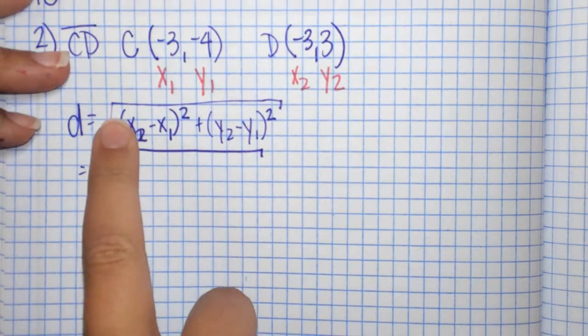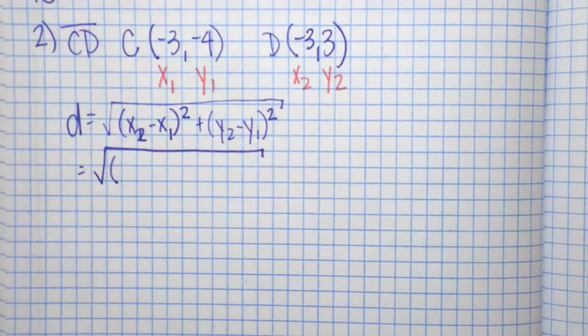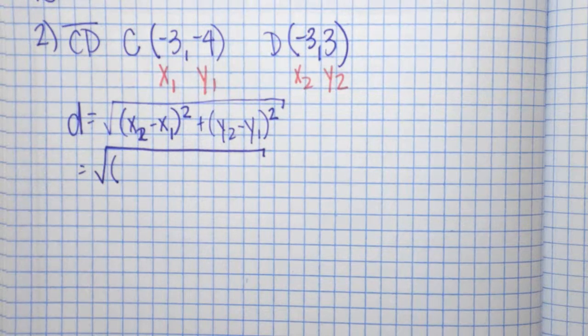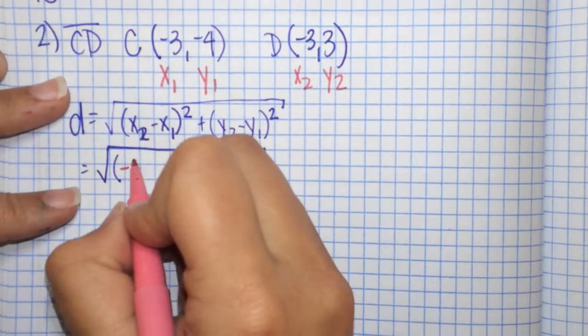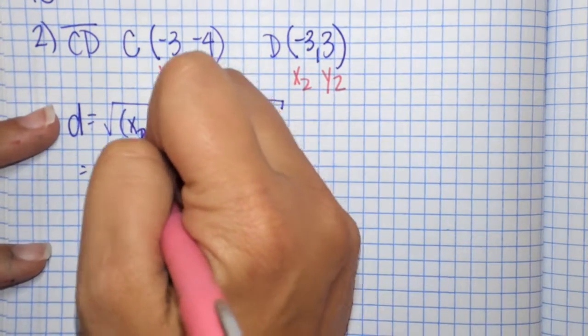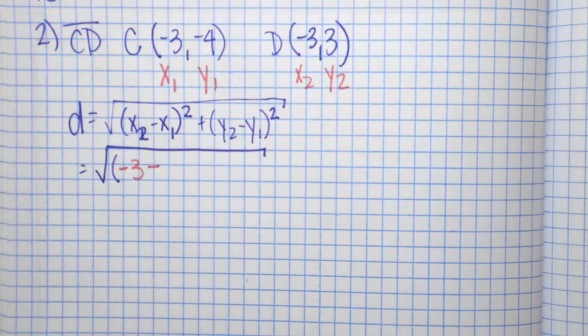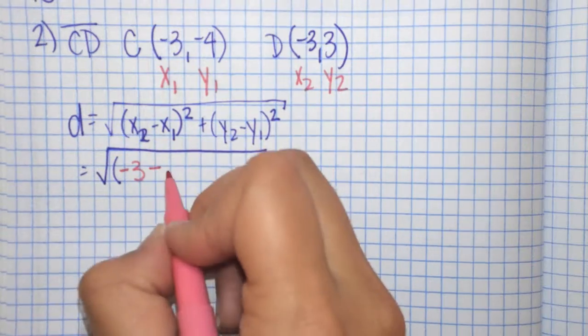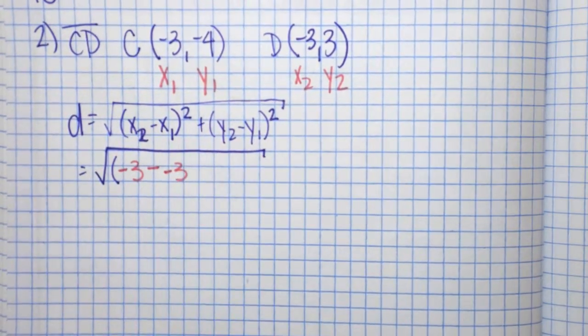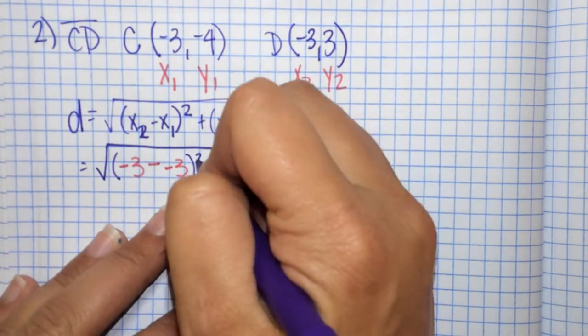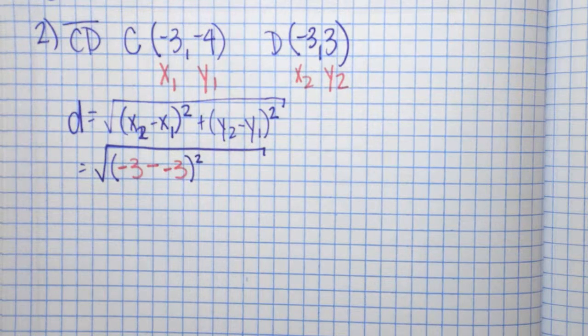All right, what is x2? So what am I going to write in the spot of x2? Okay. And then I'm going to put a minus sign. Is everybody with me? What is x1? Should it be minus a negative or just minus 3?